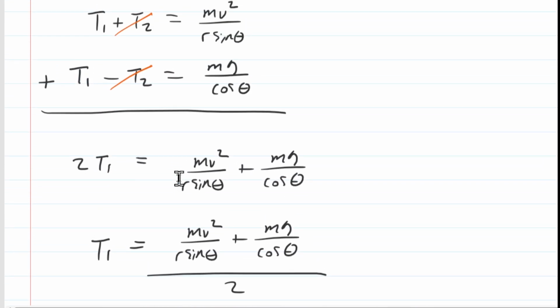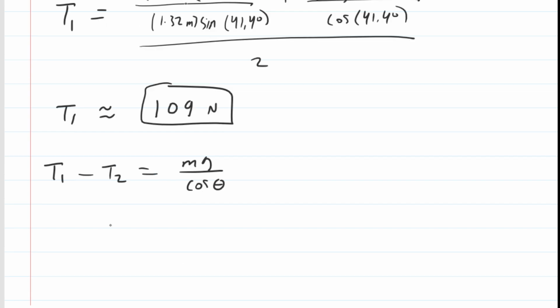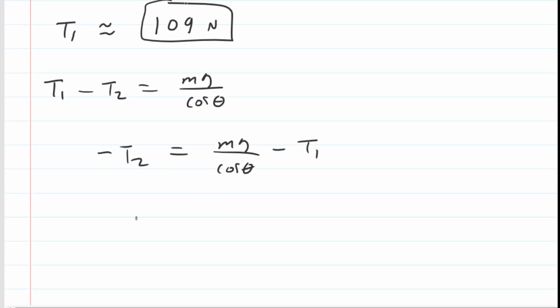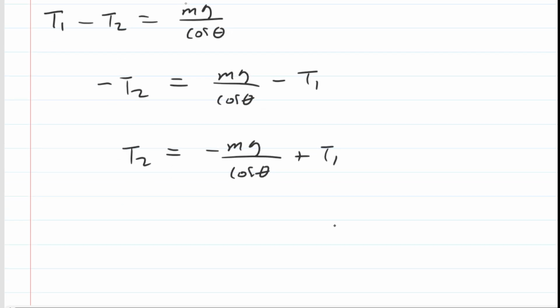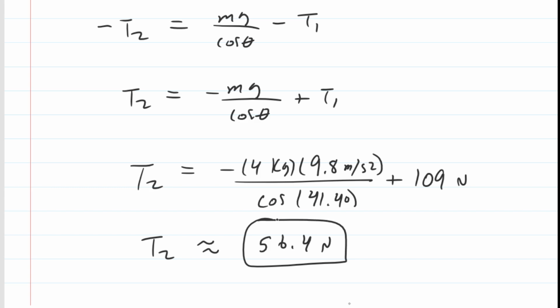We can go back and find T2 rather easily by selecting any one of these two equations here. Why don't we just grab this one and bring it down? We can subtract T1 from both sides. This gives us negative T2 is equal to mg over cos theta minus T1. And then basically just divide every term by negative 1. And you get negative mg over cos theta plus T1. Now we'll fill in the known values once again. And when you compute that, you should get T2 is approximately 56.4 newtons. This would be the correct answer for T2.